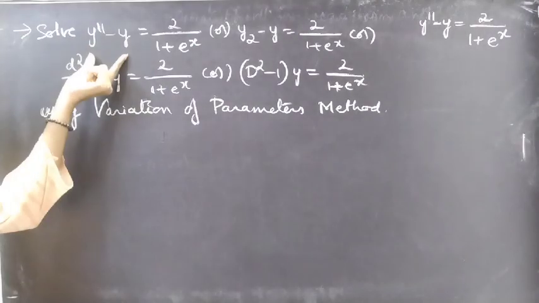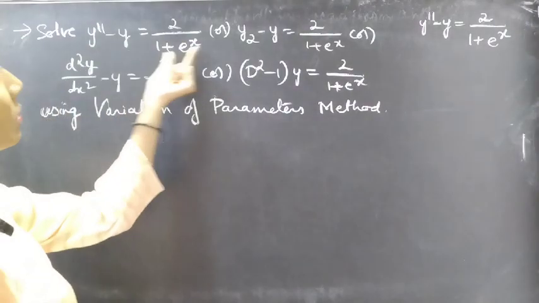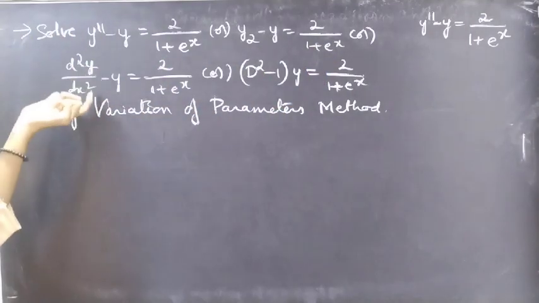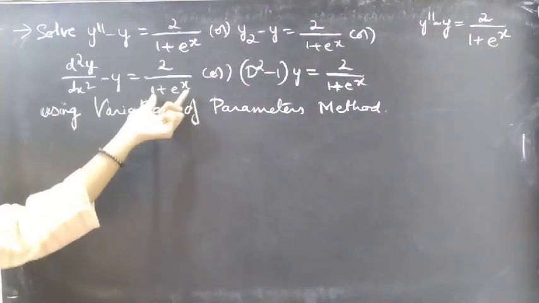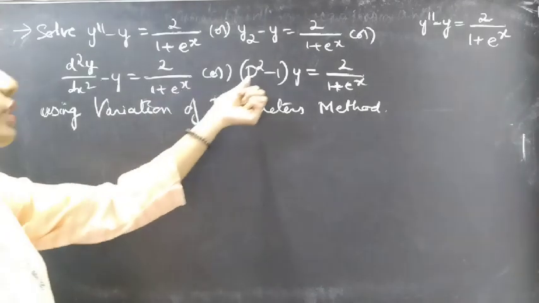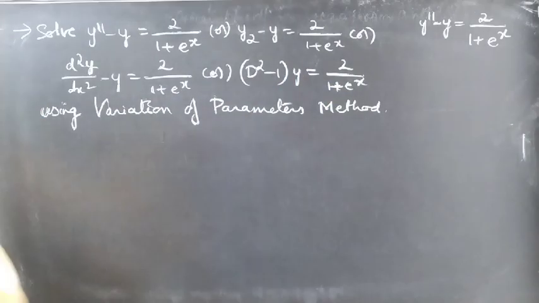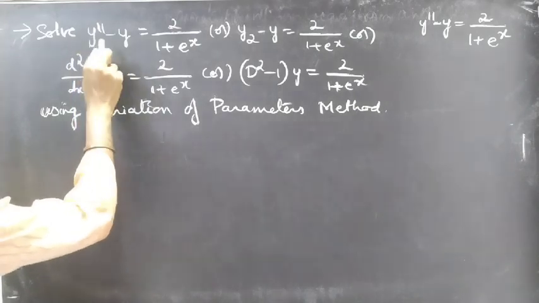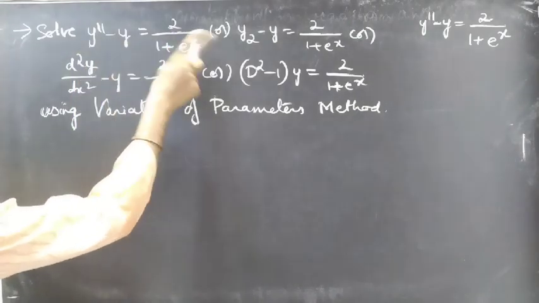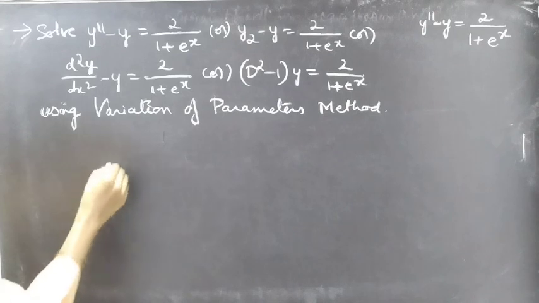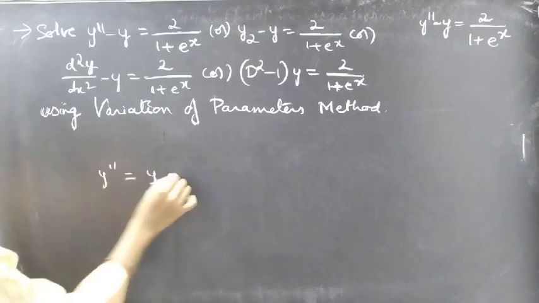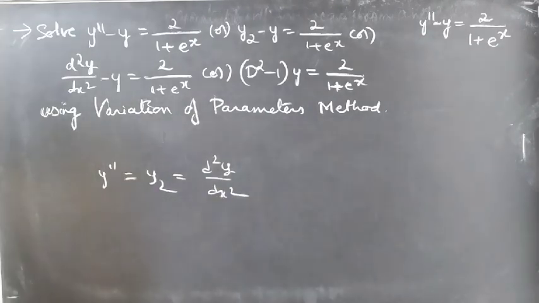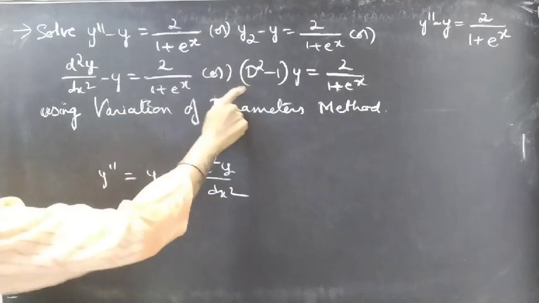Problem. Solve y double dash minus y equal to 2 by 1 plus e power x, or y2 minus y equal to 2 by 1 plus e power x, or d square y by dx square minus y equal to 2 by 1 plus e power x, or d square minus 1 into y equal to 2 by 1 plus e power x. So here we are given the first equation y double dash minus y equal to 2 by 1 plus e power x. Here y double dash or y2 is nothing but d square y by dx square. Okay, all these equations are same.